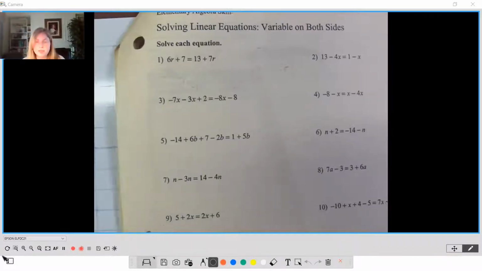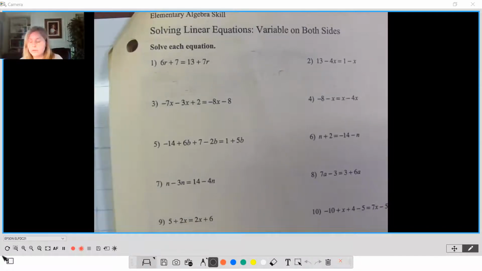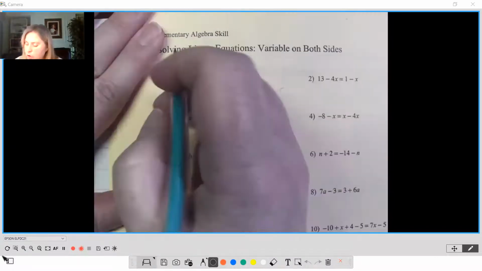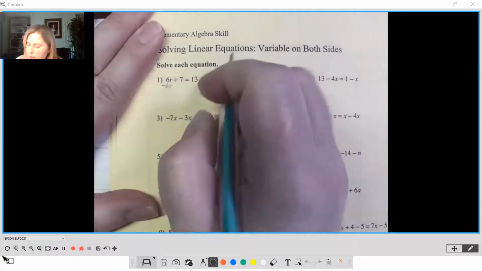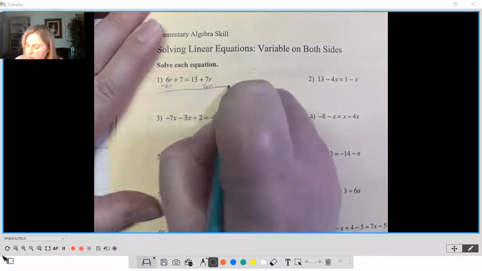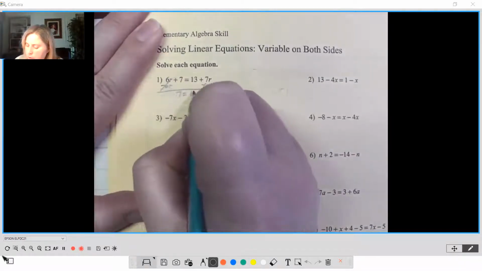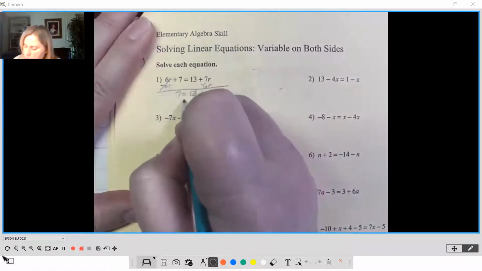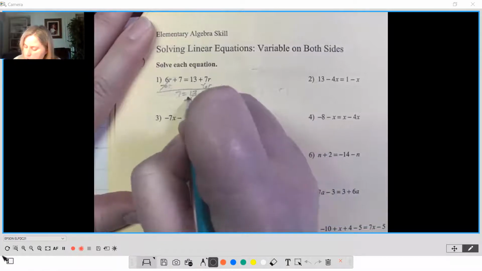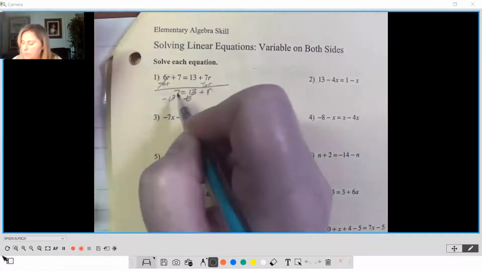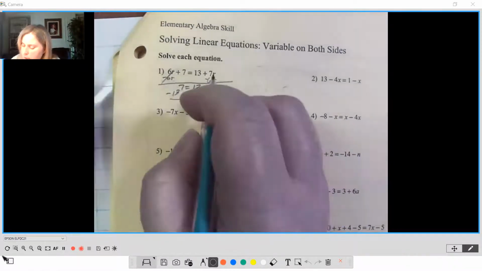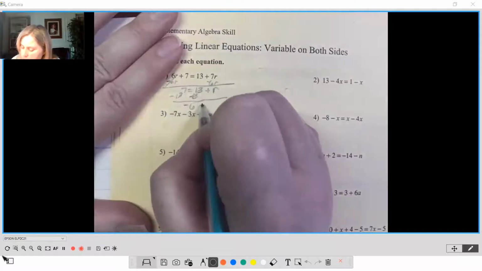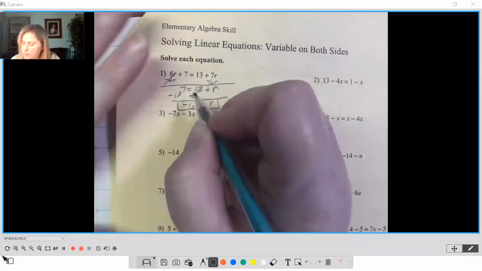All right, so we want to combine like terms, want all of our variables together on the same side. So I'm going to subtract 6r from each side. Okay, that gives us 7 equals 13 plus r. And then we will subtract 13 from each side. That gives us negative 6 equals r.